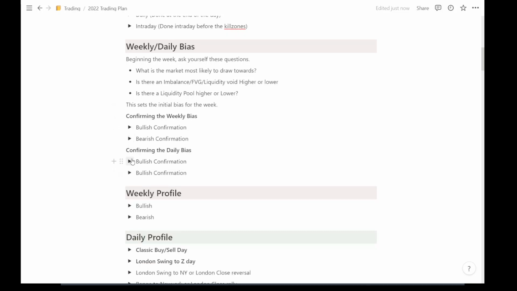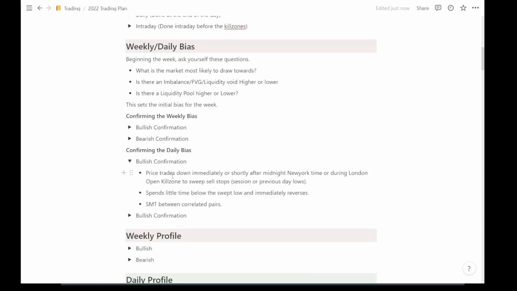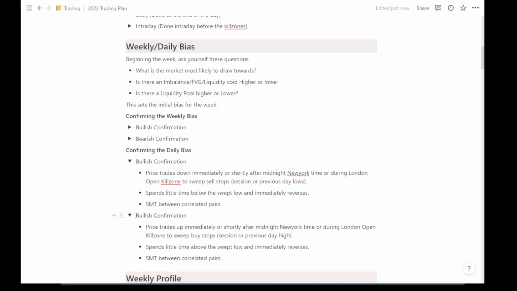Now for my daily bias, of course, based on my weekly bias, I'll be expecting the daily bias to do the same thing. The way I confirm my bias for the daily is to look for SMT between the pairs, as well as wait for price to trade up above the midnight open price, or during the London open kill zone. So if I am bullish for that day, I'm going to wait for price to drop down below the midnight open price, and that is where I'll be looking to go long, and I'm going to hold it for the rest of the week while adding more to the position. Same vice versa for bearish scenarios as well.